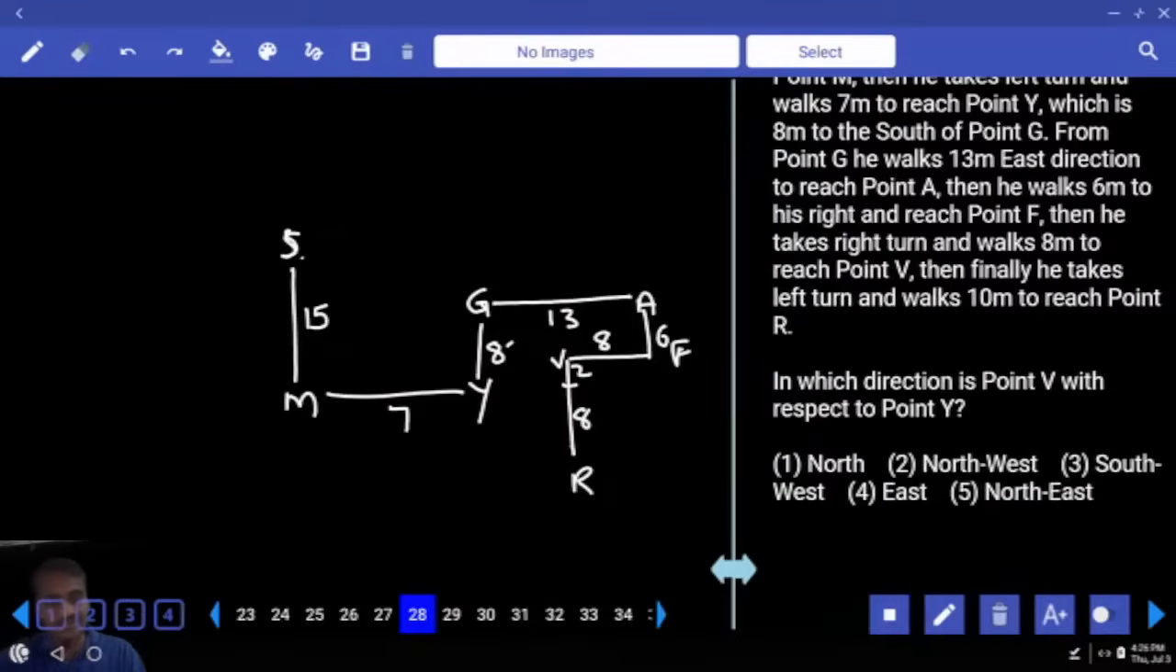And which direction is V with respect to Y? V with respect to Y. Now, where is this V? To reach V from Y, north and east, so northeast. Northeast, choice 5, question number 28.